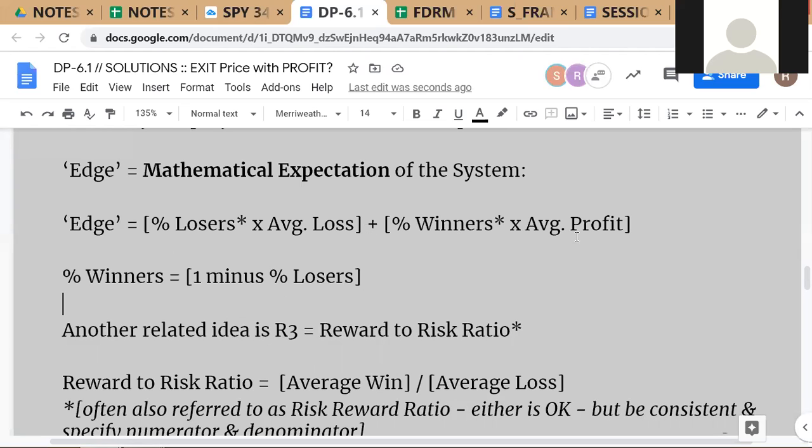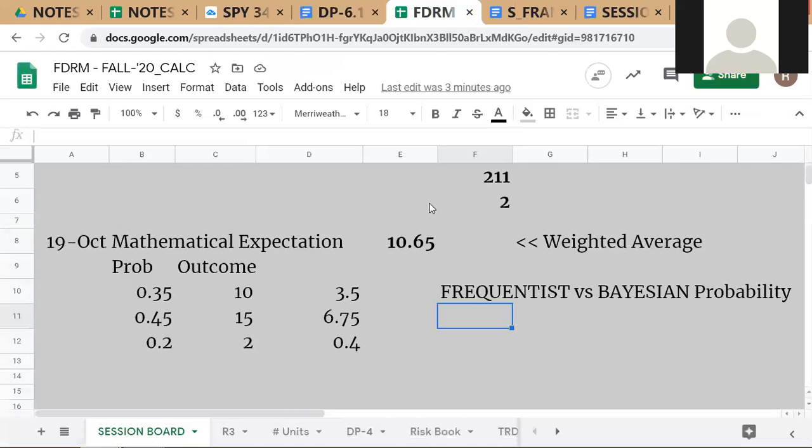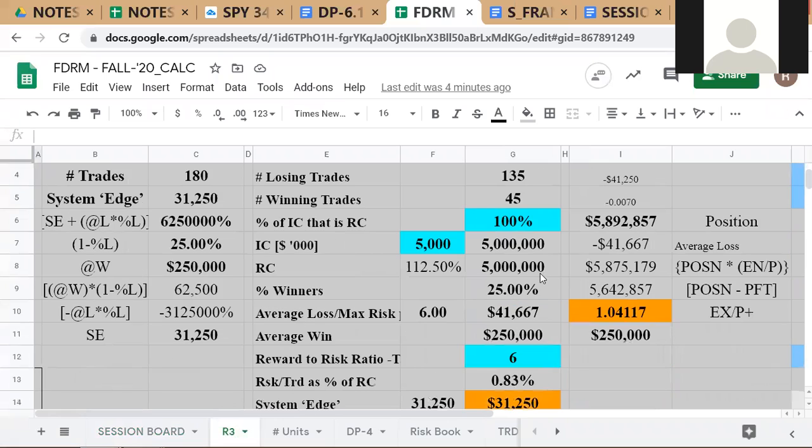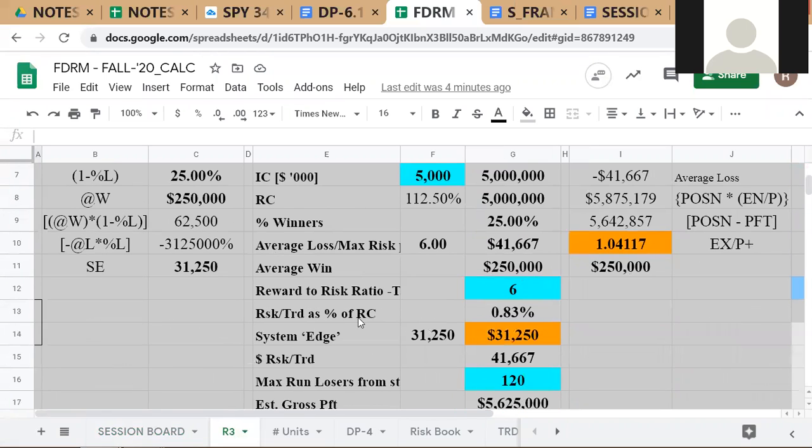So first, understand the expectation, the edge of the system: percentage losers into average loss plus percentage winners into average profit. You can see an application of this if we go back to our R3 page, where we have computed the system edge. How did we come to this?